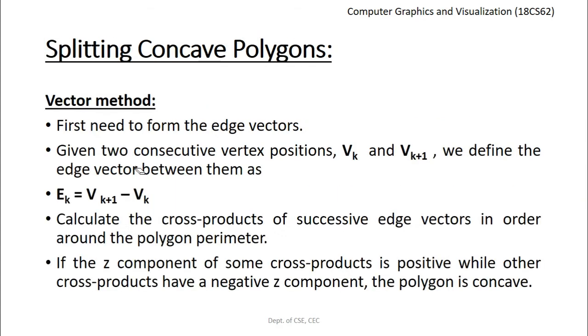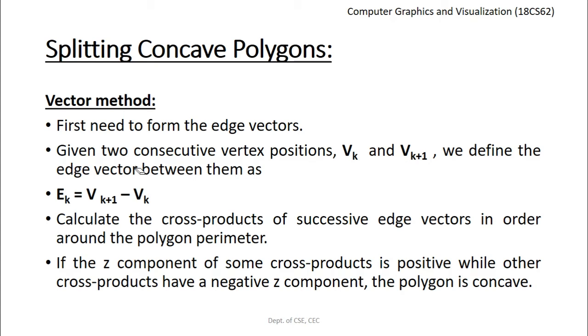Now let us try to understand how we can split a concave polygon into a bunch of convex polygons, or in simple words, how to convert a concave polygon into convex polygons. That is achieved by splitting the concave polygon into a set of convex polygons using edge vectors and the edge cross products, or we can use the vertex positions relative to an edge extension line to determine which vertices are on one side of this line and which are on the other. So there are different methods.